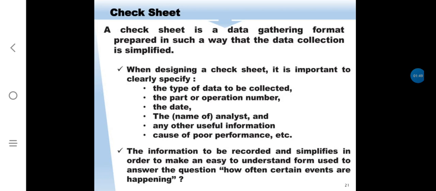The second one is the check sheet. Check sheet is used for checking the quality measurements, and pointing out the quality measurements using the sheets. That's what we call the check sheet. A check sheet is the data gathering format prepared in such a way that the data collection is easy. When designing the check sheet, it is important to clearly specify the type of data to be collected, part, operation number, the date, the name of the analyst, and any other useful information, cause of poor performance, and so on.